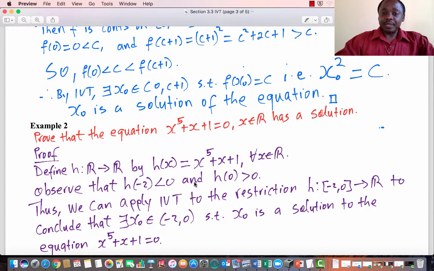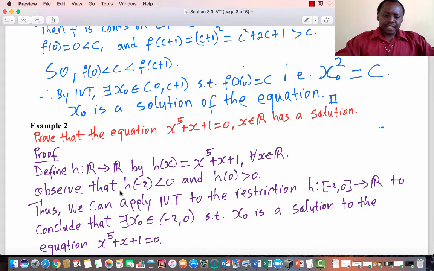In this case, it will be 0. So let's go ahead and show you how that is done. Define the function h from the set of real numbers to the set of real numbers by h of x equals x to the 5 plus x plus 1 for every real number x. Then h is continuous as a polynomial function.